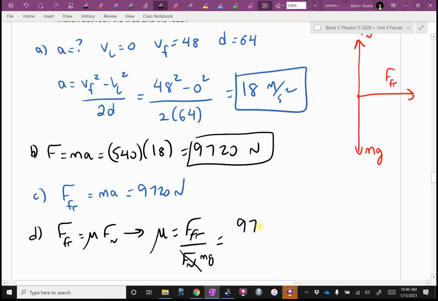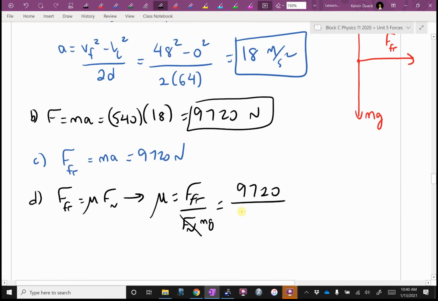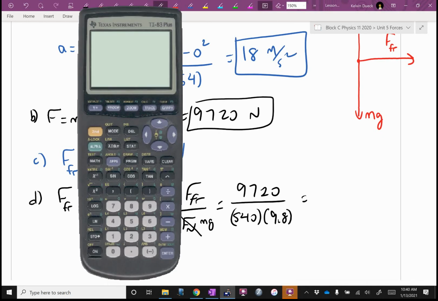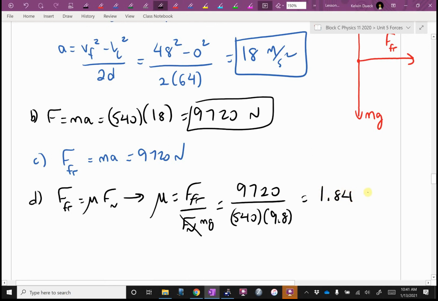So it's going to be 9,720 divided by 540 times 9.8, which is what? You get 1.84? I got nervous at first because it was a big mu, bigger than 1, but then oh, wait a minute, dragster tires. We said those are sticky on purpose. Is it 1.84? No units.